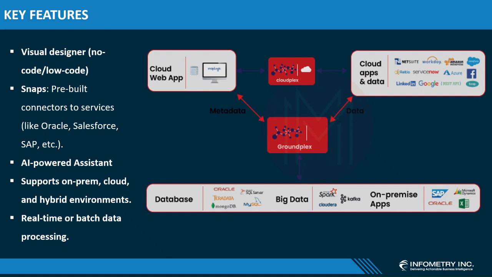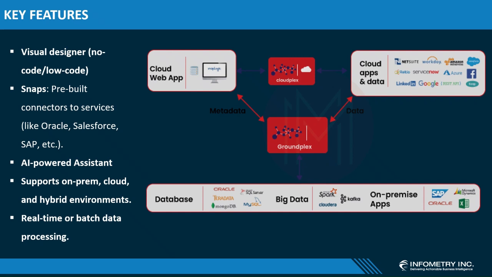The platform also gives an AI-powered assistant that helps us design pipelines faster by giving suggestions and helping detect errors. It supports all types of environments, on-premise, cloud, and hybrid, so we can integrate data from anywhere. It also handles both real-time and batch data processing.